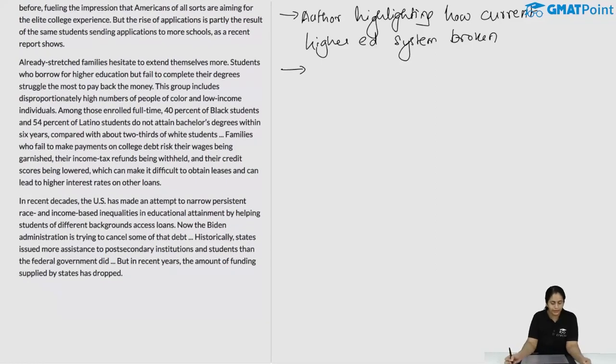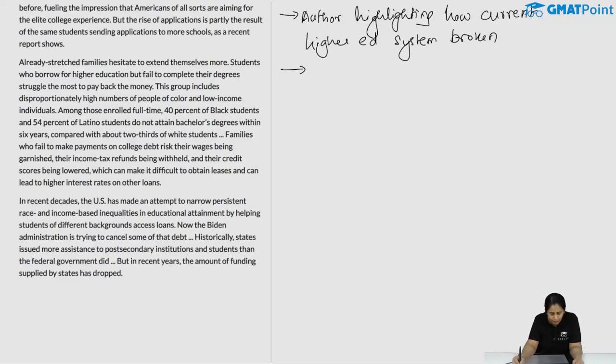Now, let's take a look at the next paragraph. Already stretched families hesitate to extend themselves more. Students who borrow for higher education but fail to complete their degrees struggle the most to pay back the money. This group includes disproportionately high numbers of people of color and low-income individuals. Among those enrolled full-time, 40% of black students and 54% of Latino students do not attain bachelor's degrees within 6 years, compared with about two-thirds of white students.